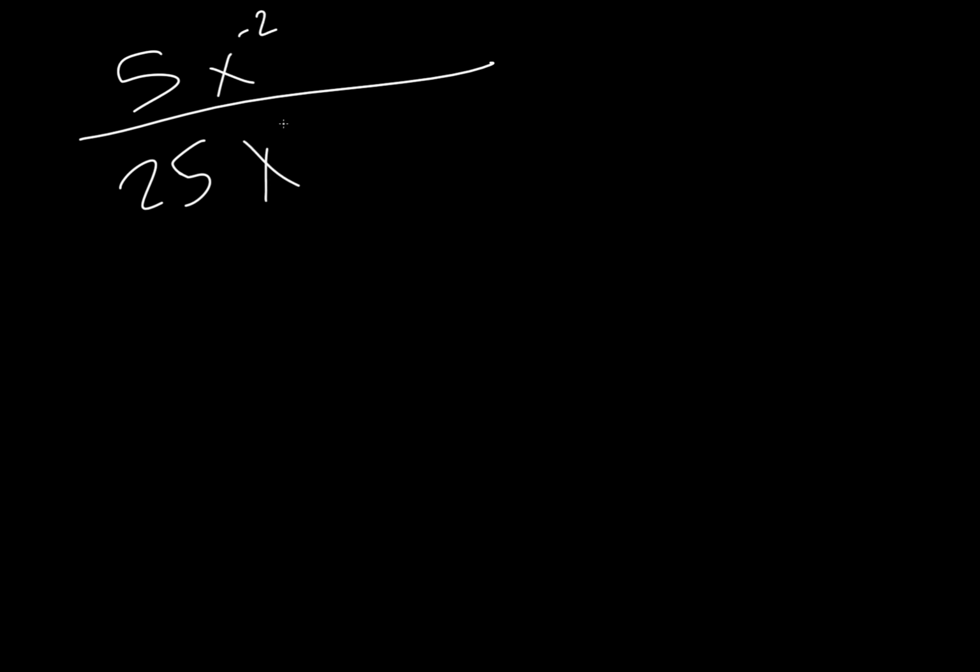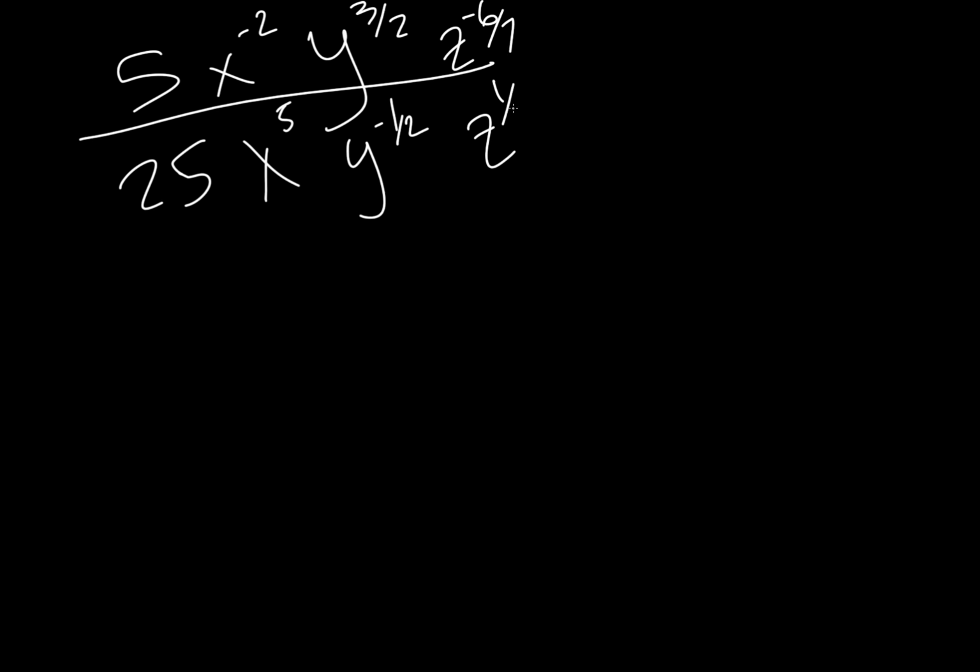Alright, now we are going to combine everything into a few problems. So 5 over 25, x to the negative 2, x to the 5, y to the 3, y to the, let's do a fraction here, negative 1/2, and then z to the negative 6/7, and z to the 1/7.